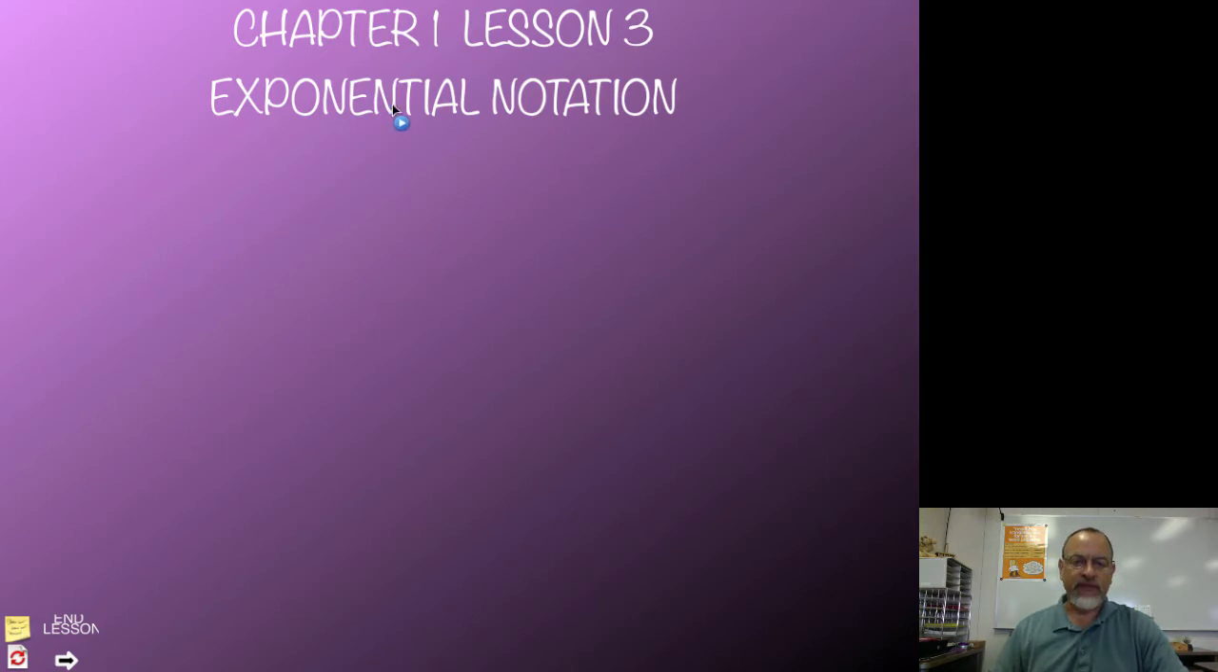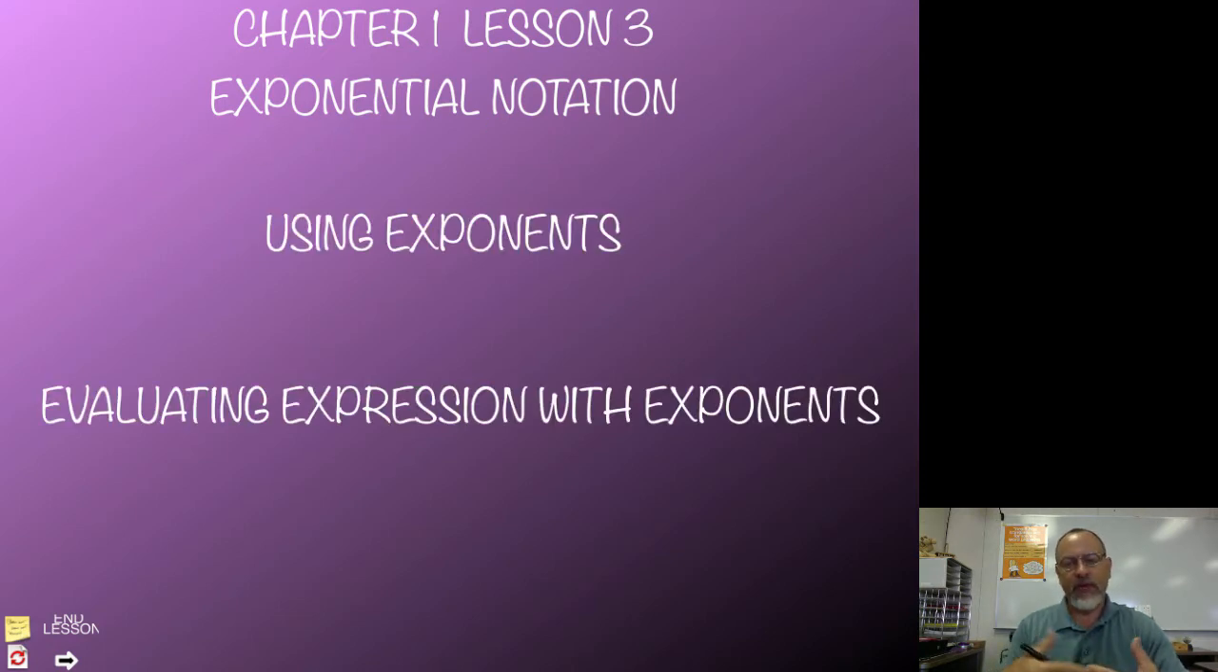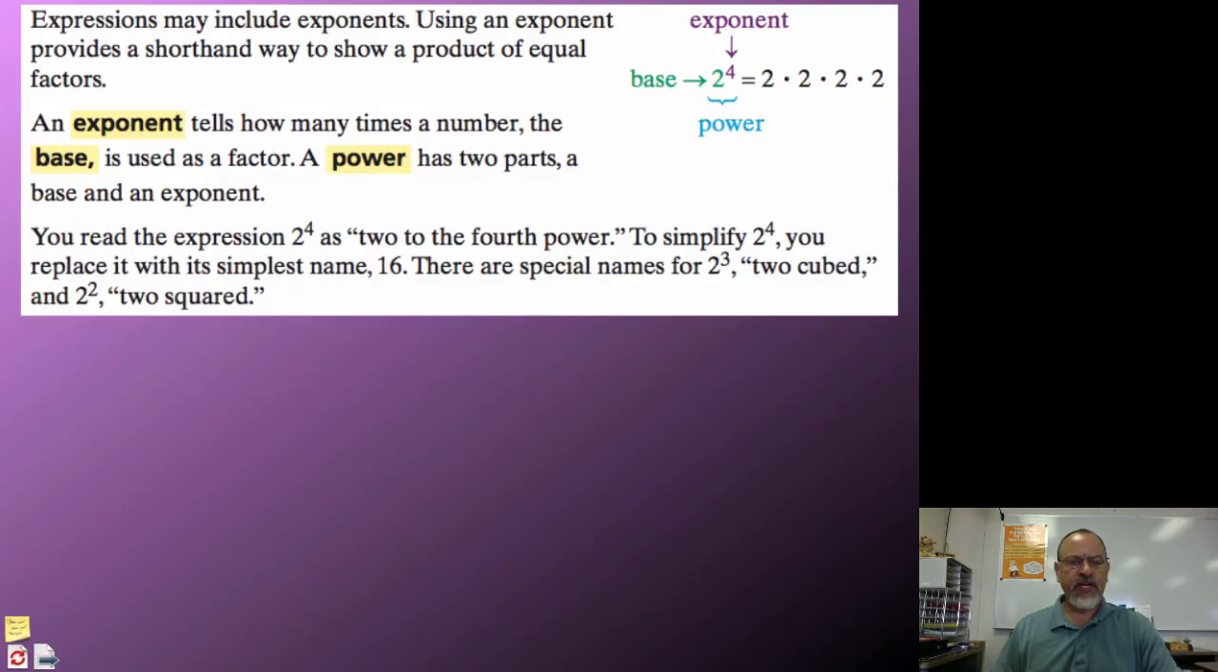So we're going to take a look at exponential notation. What is it? How do we use exponents? What's their purpose? And then we'll look at evaluating expressions that have exponents. So here's a couple of paragraphs that discuss exponents. We're going to jump around here a little bit, but we'll cover everything in here.